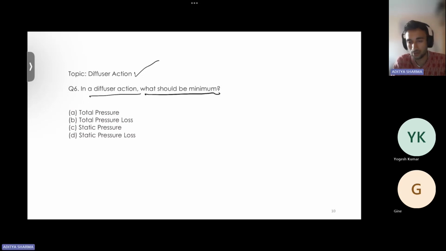So for diffusers, in real life, how do we see a diffuser's function? The answer to this is total pressure loss.